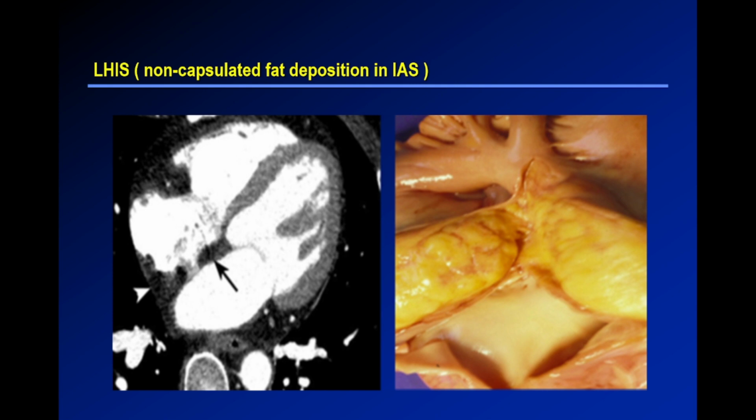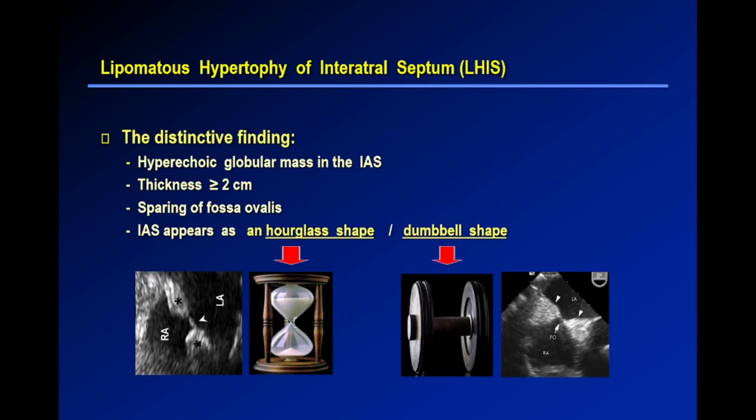Characterized histopathologically, there is fat accumulation and sparing of the foramen ovale. The classical finding of this lesion is a hyperechoic globular mass in the interatrial septum, with thickness more than 2 centimeters and sparing of the fossa ovalis. The interatrial septum appears as an hourglass or dumbbell shape.